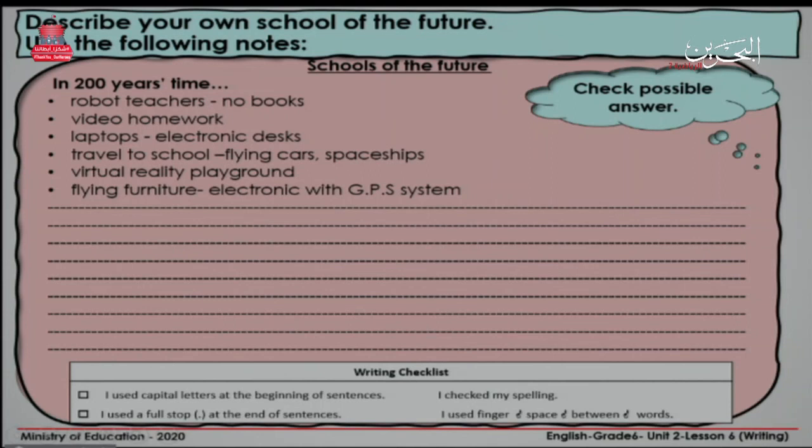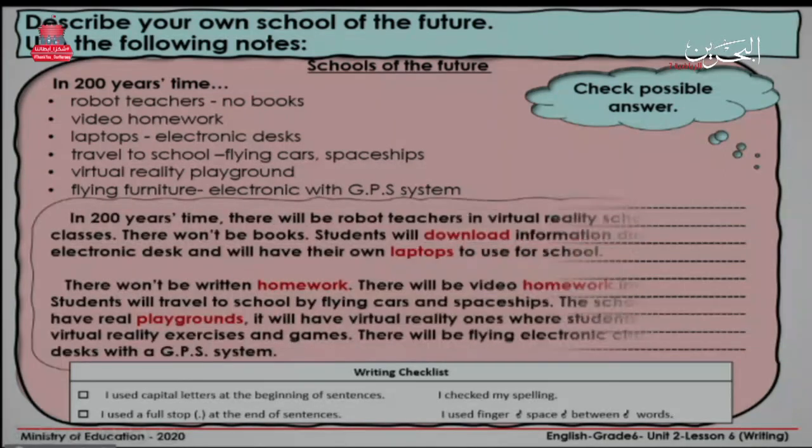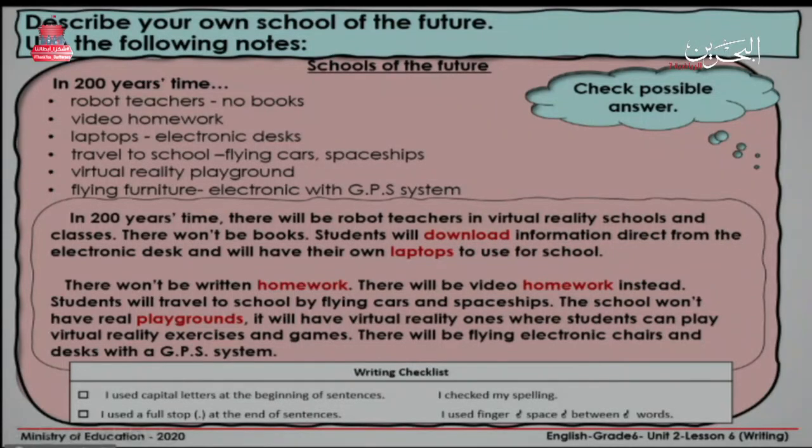Now, let's read and check the possible answer. In 200 years' time, there will be robot teachers in virtual reality schools and classes. There won't be books. Students will download information direct from electronic desks and will have their own laptops to use for school. There won't be written homework. There will be video homework instead.